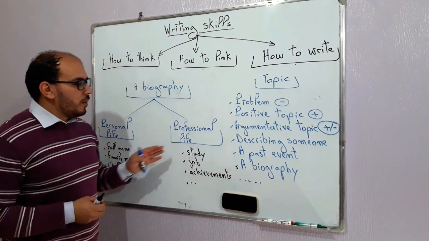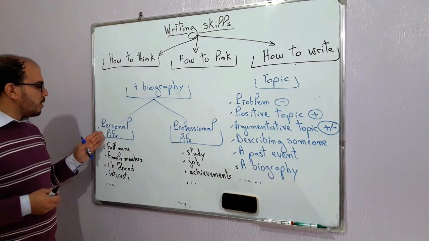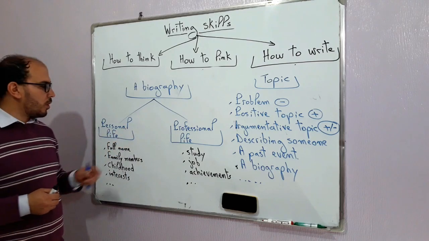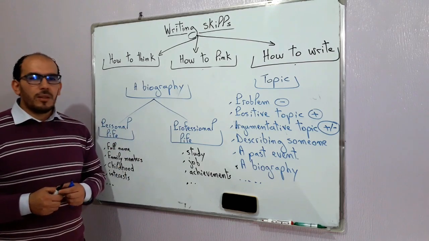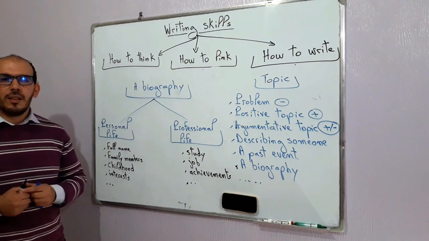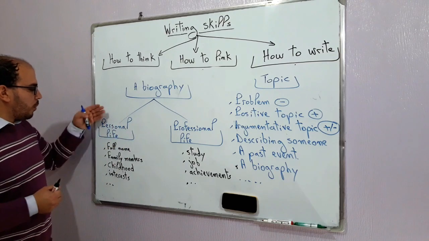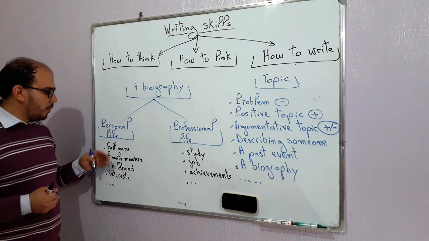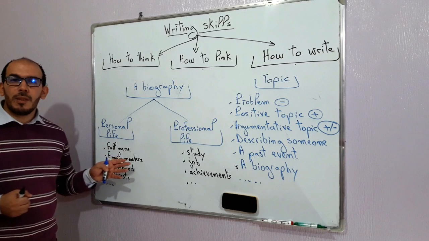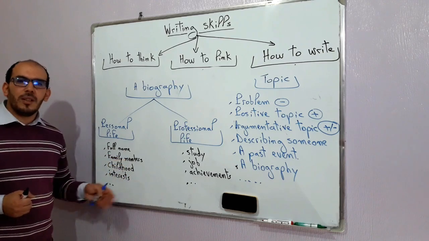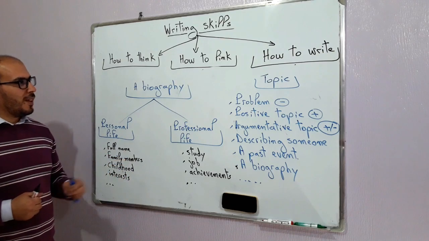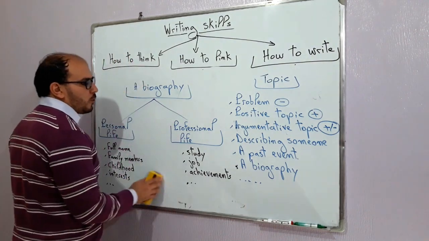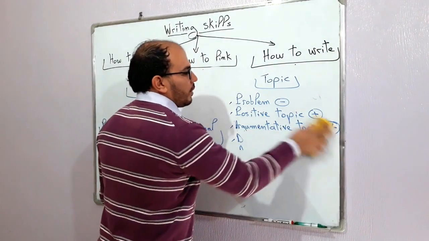When I have a biography, I have to mention the professional life of this person, certain information about his or her professional life, and then move to the personal life of this person. When we say personal life, I have to mention the full name, family name, family members, childhood, interests, and so on. Right, this is all about how to think. Now let's move to how to link.